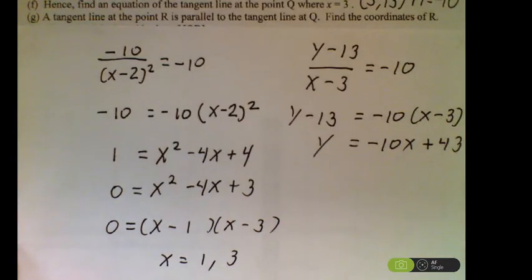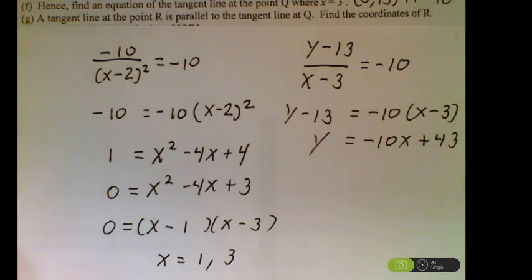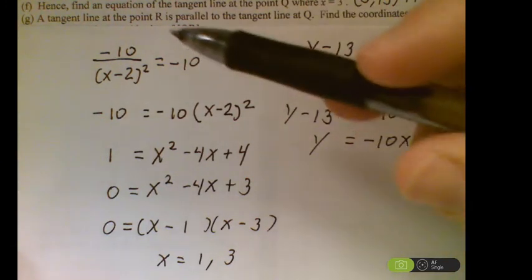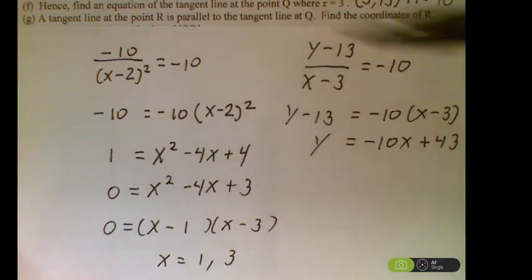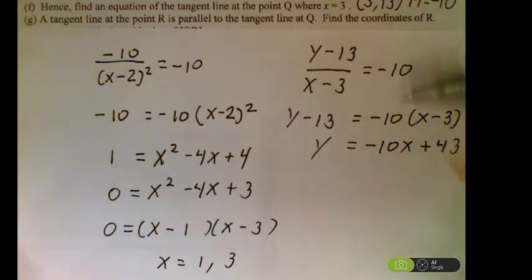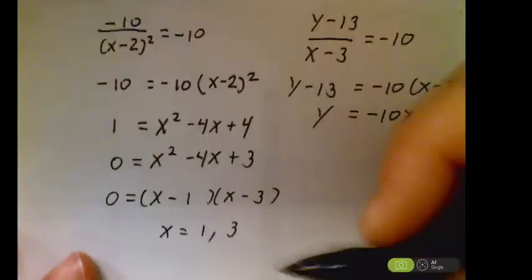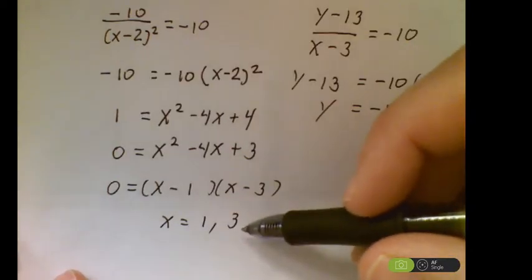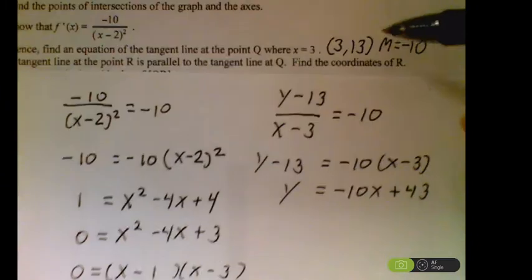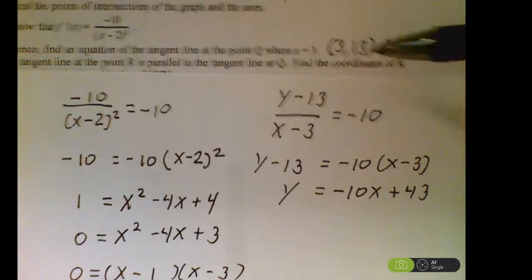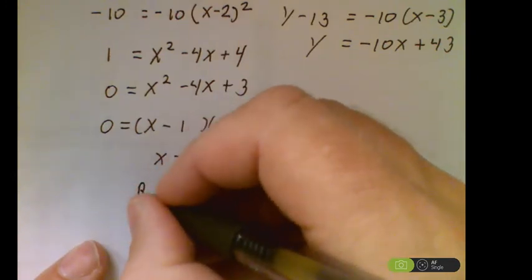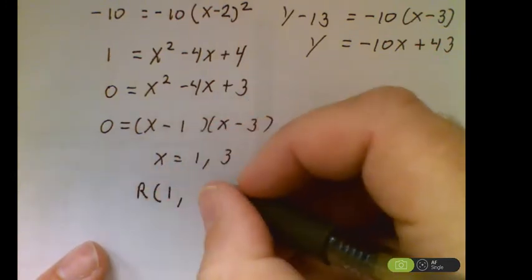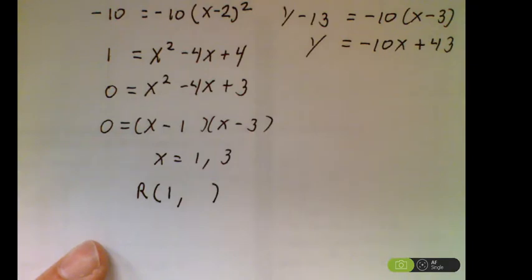One thing it told us was that the tangent line at point R is parallel to the tangent line at Q, so they share common slopes here. As you notice, we came out with 2 x coordinates. The 3 was obviously for point Q, which must mean that the other one, the 1, is for point R. So we now know the x coordinate for point R is 1.